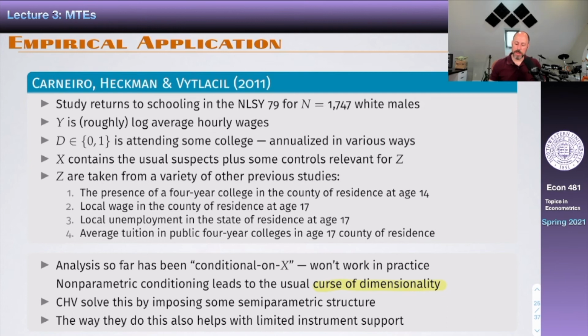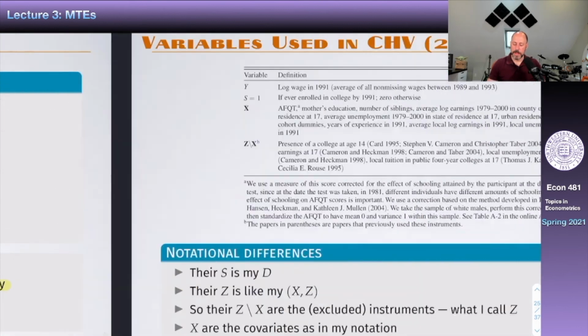So what they're going to do in this paper is impose some semi-parametric structure. Right? So the model is not going to be fully non-parametric. It's going to be semi-parametric. There are going to be some parts that we're going to have to model. And then we're going to be adding layers in particular because we'll have to deal with this limited instrument support that we discussed before. All right.